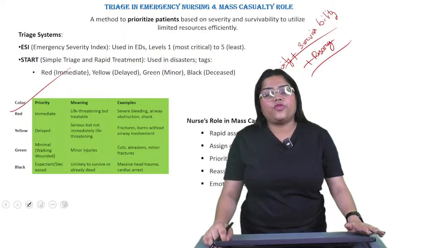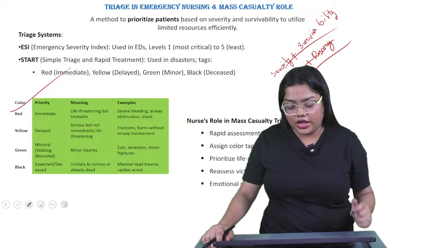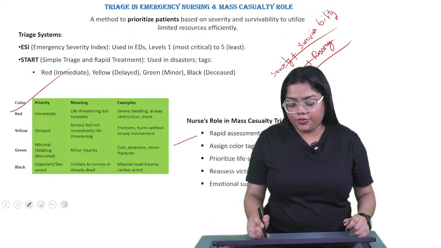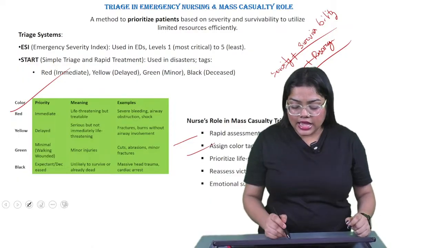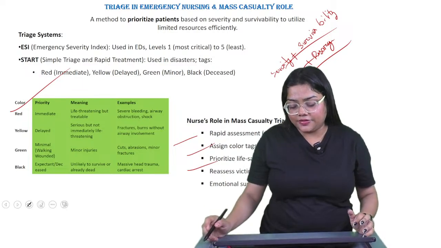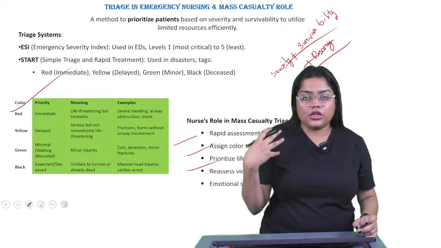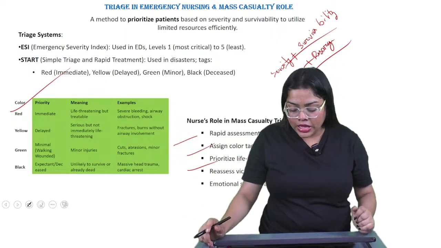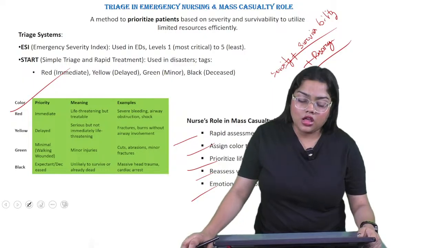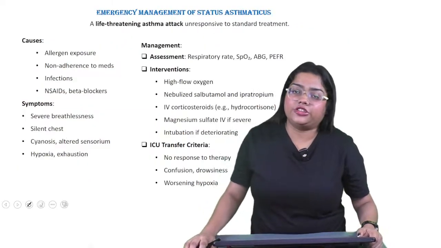Now as a nurse, how can we manage mass casualty triage? First, we have to do rapid assessment, ABC: airway, breathing and circulation. Then we assign color tags for all of the patients. Prioritize the life-saving interventions: red we treat first, then yellow, then green, and black we can ignore. Then reassess the victims, give emotional support and document the patient. So that is what we can do in triage in emergency nursing and mass casualty.